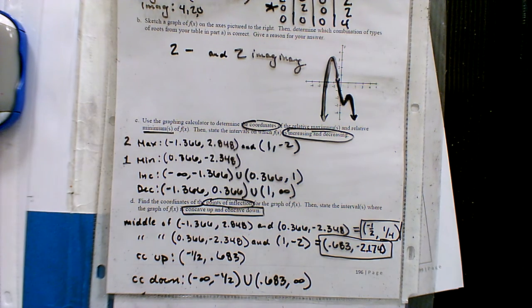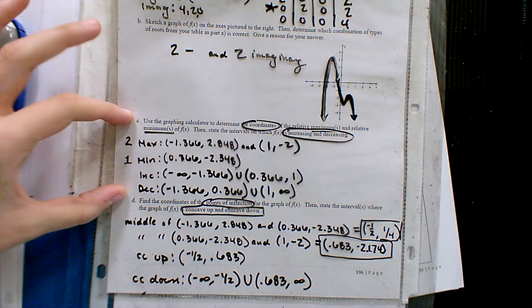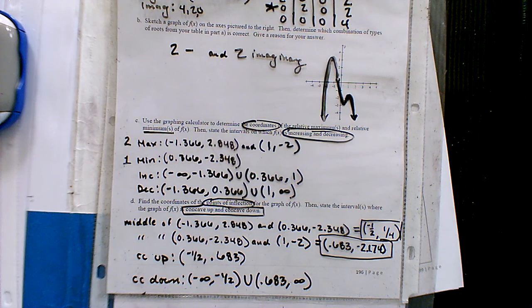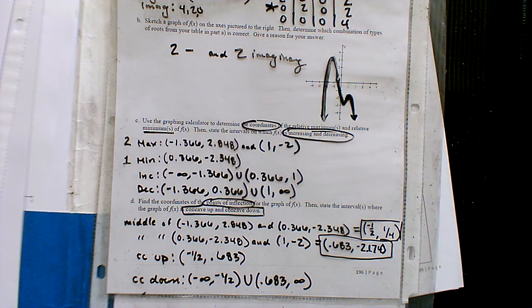Okay, so very similar analysis. It's just that for C we were using maxes and mins, and for D we were using concave up, concave down. Okay. Are we doing okay with the calculator? Finding those spots? All right, we'll try the last question tomorrow.